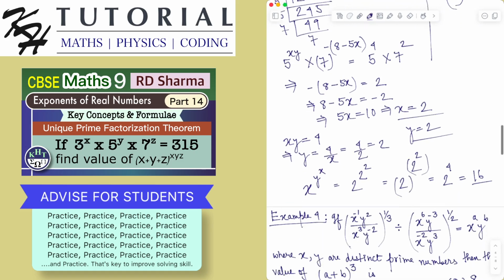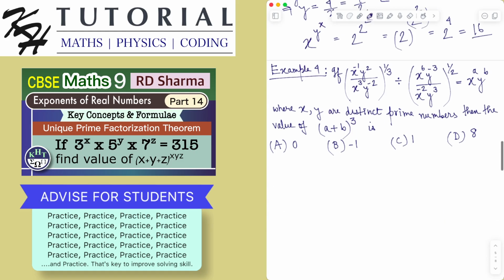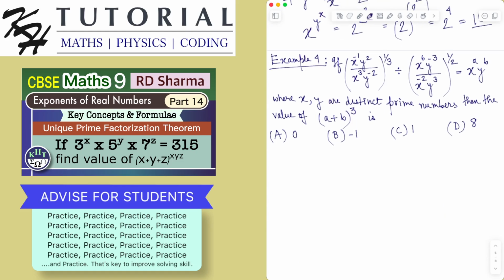Let's see the next problem. Okay, so we are given some equation on the left hand side. We are seeing powers of x and y, and on the right hand side also we are seeing x to the power a, y to the power b. It is given that x and y are distinct prime numbers, then the value of a plus b whole cube is. Okay, so definitely we have to first simplify the left hand side.